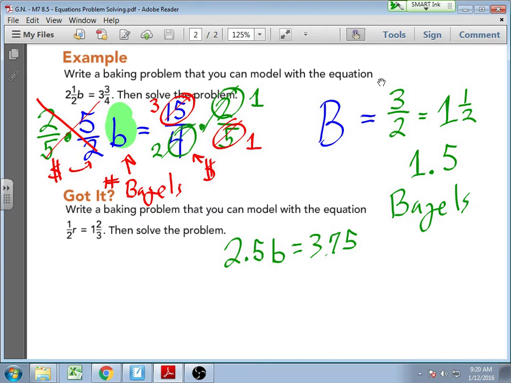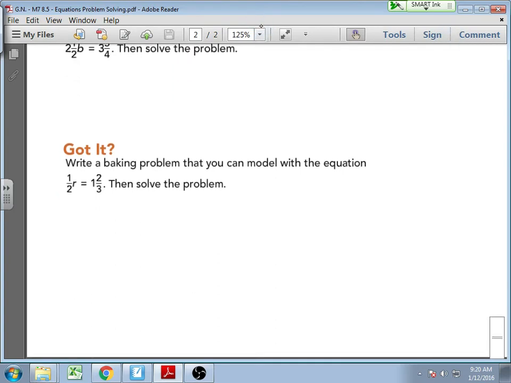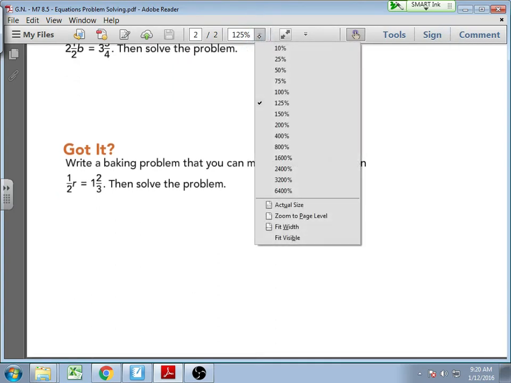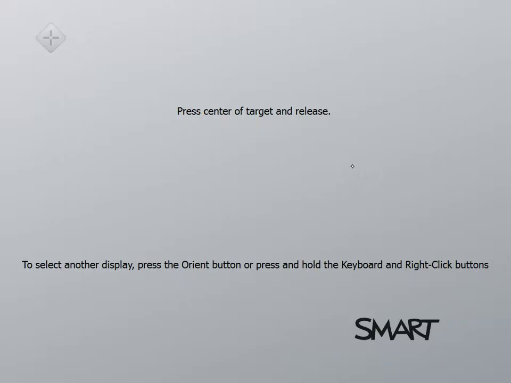Any other questions? Try the "Got It" on your own. You need to write a problem. So the first thing you have to ask yourself is, what is the R going to represent? What is my unknown value going to represent? And they say write a baking problem. It doesn't necessarily have to be a baking problem, but if you're a baker, I would love to hear what problem you're going to write for this. I'm going to orient the screen while you guys are working on this, so please quietly do it on your own. You got a minute or two to do it on your own.